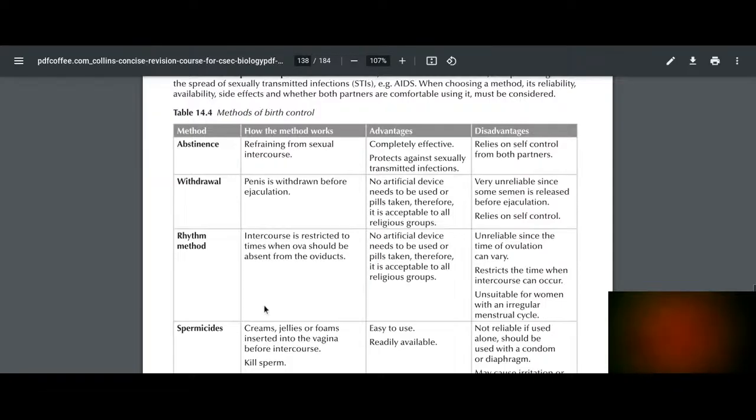Rhythm method: intercourse is restricted to times when ova should be absent from the oviducts. No artificial device needs to be used or pills taken, therefore it is acceptable to all religious groups. Disadvantages: unreliable since the time of ovulation can vary, it restricts the time when intercourse can occur, and it is unsuitable for women with an irregular menstrual cycle.